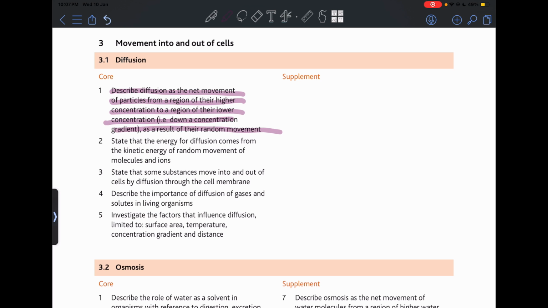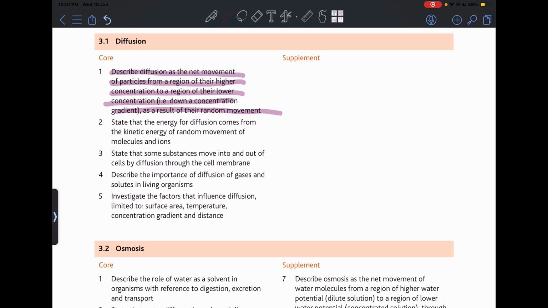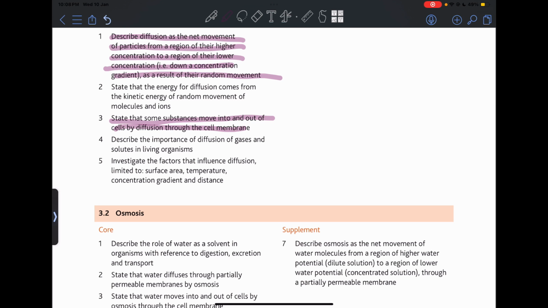And also, number two says that the energy for diffusion comes from the kinetic energy of random movement of molecules and ions. So diffusion and actually osmosis don't need energy like active transport. They don't need respiration. They just get their energy from the kinetic energy of random movement of molecules and ions. So this is passive. Number 3 says state that some substances move into and out of cells by diffusion through the cell membrane. You have to know that stuff moves out and into the cells by diffusion. Diffusion is how, for example, if you spray a perfume at the end of the room, you can smell it on the other side of the room.